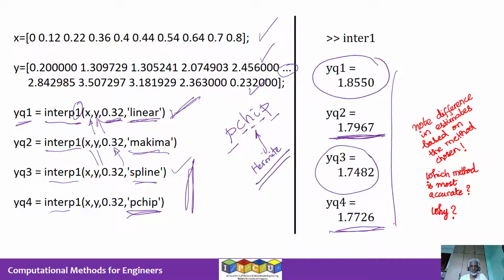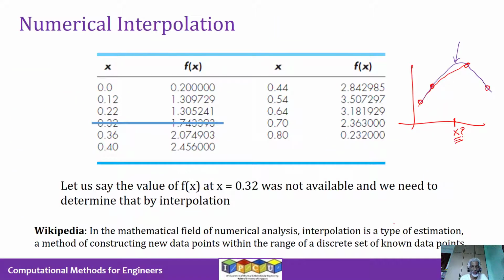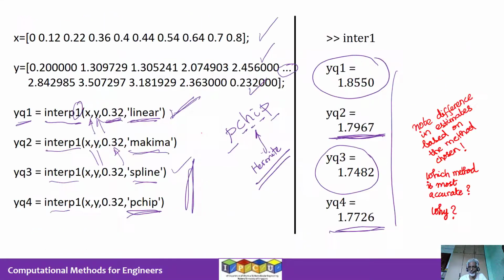If you look at the correct value, the correct value is 1.7433. If you look under that blue line, it is 1.7433. It looks like spline is doing a good job here. But as I said, it is not the best for every problem. So what we learned here is a little bit about interpolating functions. We also learned to use MATLAB's interp1.